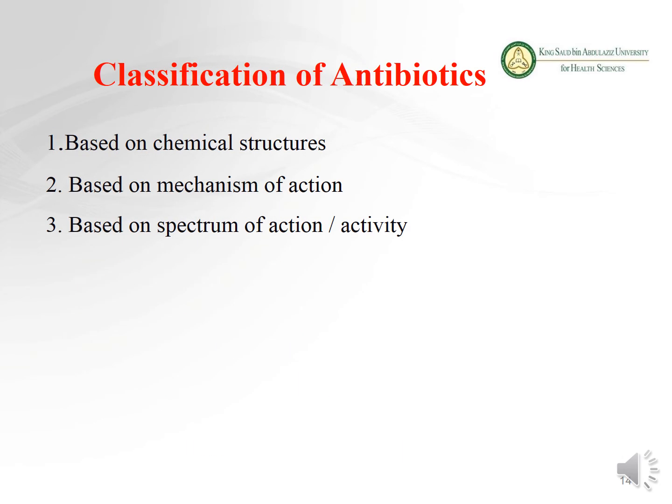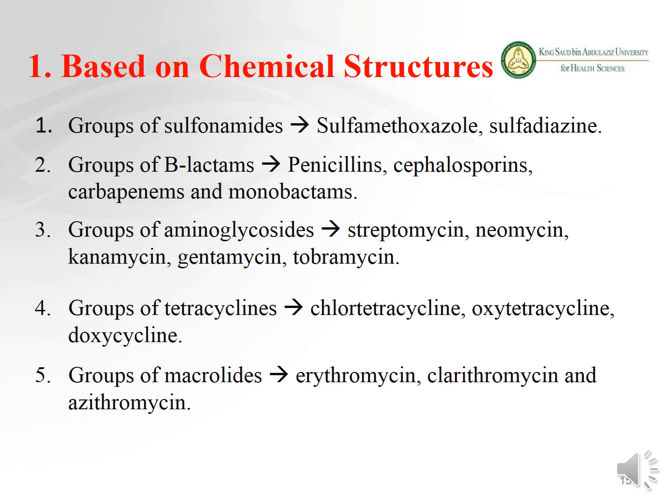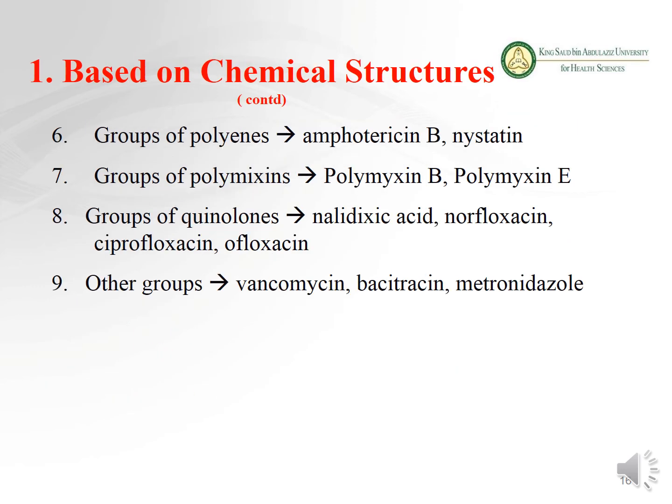Now, classification of antibiotics. Antibiotics can be classified based on the chemical structure, the mechanism, or the spectrum of action. Chemical structure means different drugs belong to different chemical classes. Based on the chemical structure, they are classified into groups of sulfonamides, beta-lactams, aminoglycosides, tetracyclines, macrolides, polyenes, polymyxins, quinolones, and other groups like vancomycin.